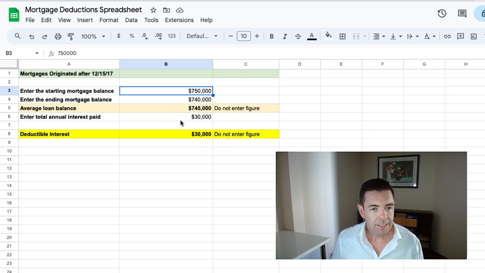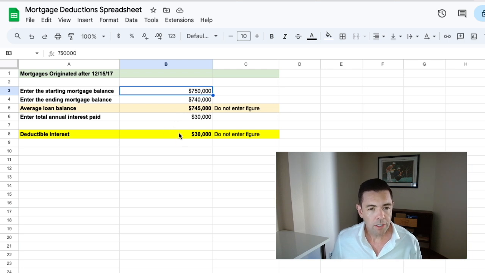The last and only other figure, this third figure, is how much interest. And you can see that on the 1098. You can calculate it on your own. I just wrote in an arbitrary number as a sample. So we're pretending that it's a loan that I started with $750,000 principal in the beginning of the year, ended the year with $740,000, and I have $30,000 in interest that I paid.